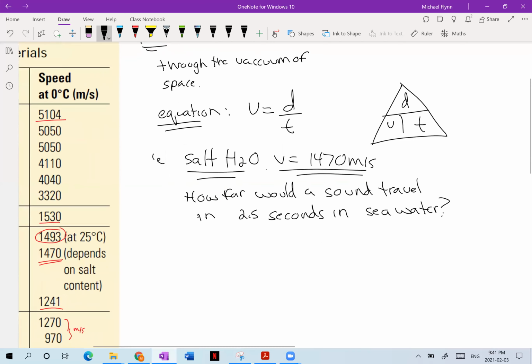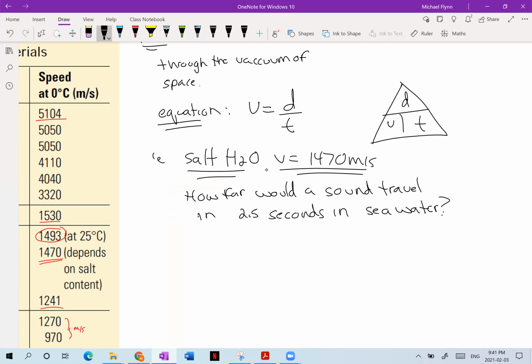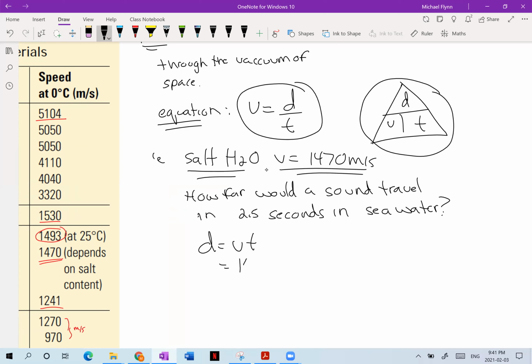This is a basic question. All you have to do to find the distance is distance equals speed times time. It's the same formula. You can use the triangle or just rearrange this equation, solving for distance by multiplying both sides by time. Trust me on this, get good at the algebra. Now we just plug the numbers in: 1470 times 2.5. So 1470 times 2.5 is 3,675 meters, which is 3.675 kilometers. That's how far sound would travel in just 2.5 seconds in the water. That's pretty far.